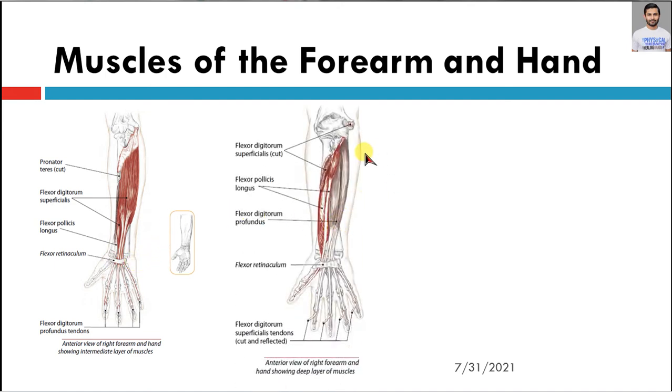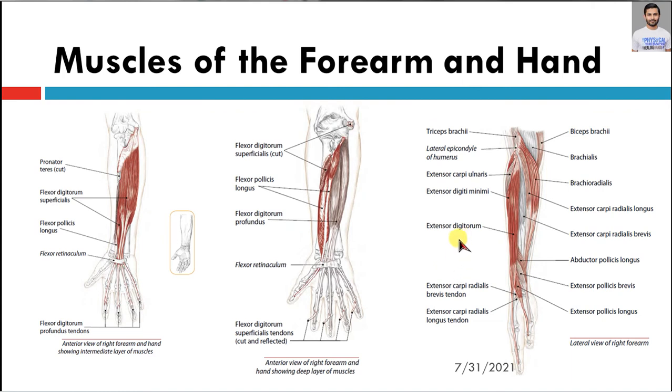Over here you can see different muscles are cut. Flexor digitorum superficialis has been cut. The flexor pollicis longus lies deep to it, and the flexor digitorum profundus also lies deep to it. And again the flexor retinaculum. There are eight tendons collectively that pass through the carpal tunnel.